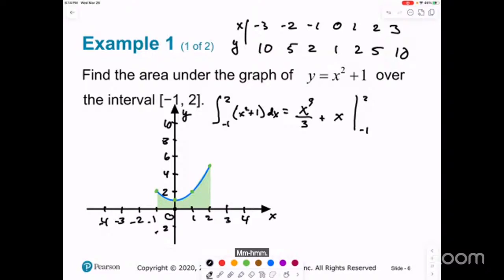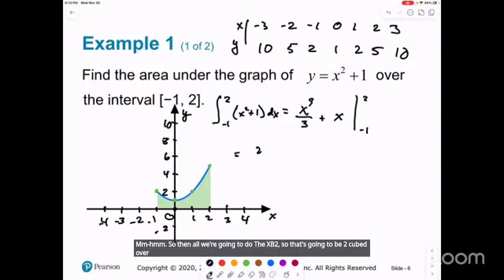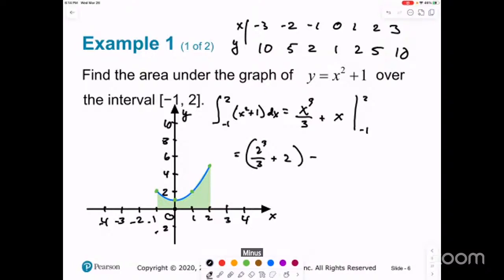So then all we're going to do, let x be 2, so that's going to be 2 cubed over 3 plus 2, minus, when x is -1, -1 cubed over 3 minus 1. Okay? So that's 8 over 3. What is that, a 6 over 3?